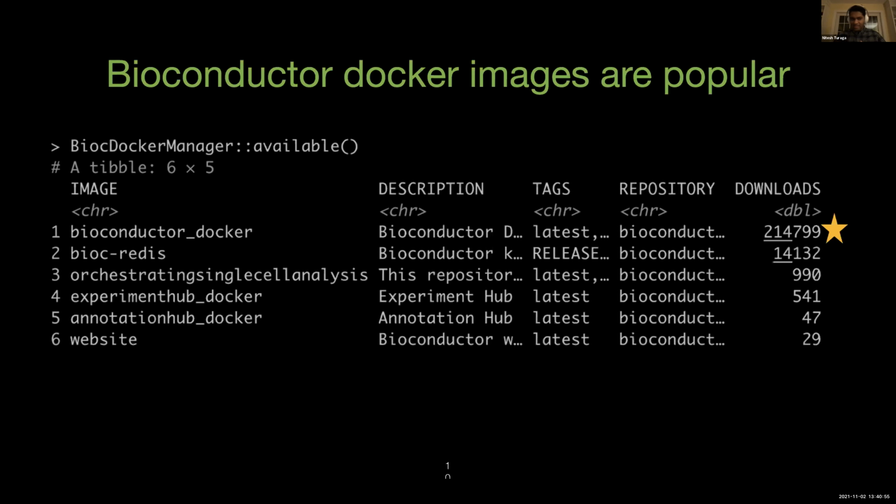And you can see that Bioconductor Docker has over 200,000 downloads from unique IP addresses. So if you download from the same computer on the same IP address, it doesn't register. So this is over, I think, 4 releases. So it's gained a lot of popularity in a very short period of time.